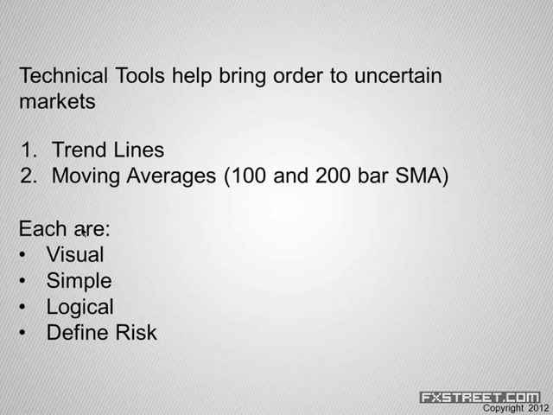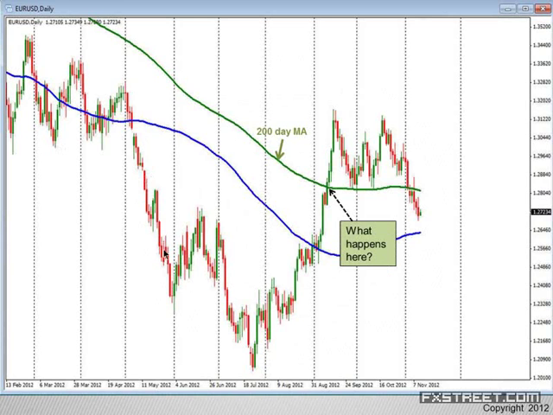We'll talk about that Forex scale. So trend lines and moving averages. I like to use the 100 and 200 simple moving average. So let's take a look at our daily chart. This is the up and down action that we had, and I put a 200-day moving average.